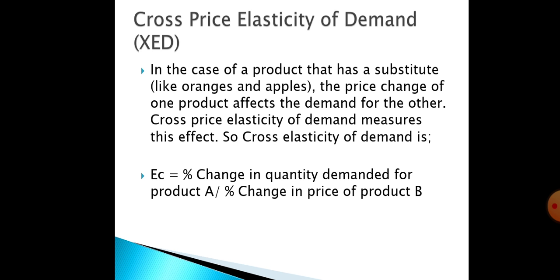Cross elasticity of demand. In the case of a product that has a substitute, like oranges and apples, which are substitutes, the price change of one product affects the demand for the other. Cross price elasticity of demand measures this effect. So, cross elasticity of demand is the percentage change in quantity demanded for product A divided by the percentage change in price of product B.